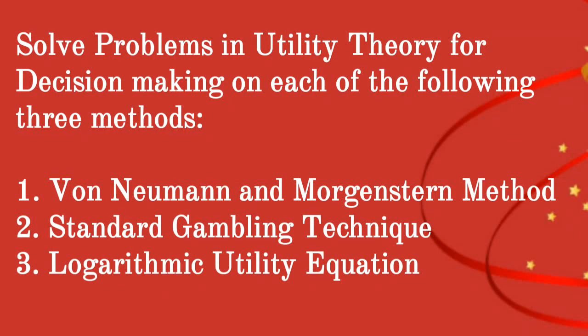Solve the problems in utility theory for decision making on each of the following three methods. First method, von Neumann and Morgenstern method. Second method, standard gambling technique. Third method, logarithmic utility equation.